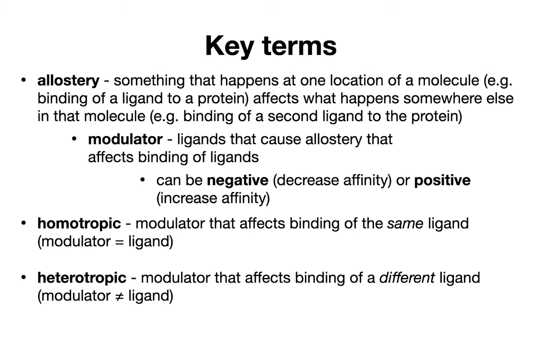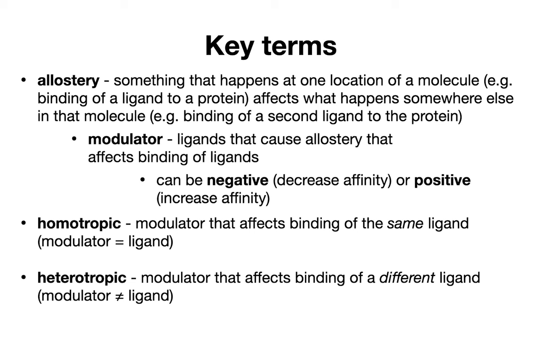So some key terms that we're going to need to know are allostery, which we just talked about, where something that happens at one location, such as the binding of a ligand to a protein, is going to affect what happens somewhere else in that molecule, such as the binding of a second ligand to that protein. Now, those ligands that cause the allostery that affects the other binding, so if you have something bind and then it makes some allosteric effect that makes the other site more or less likely to bind, we call that initial thing that bound a modulator. And so this modulator can be negative, it would decrease the affinity of the next one, or it could be positive, which would increase the affinity of the next one.